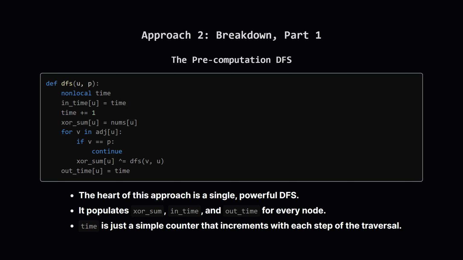The core of this method is its single DFS function. As it walks the tree, it does three jobs. First, it calculates the XOR sum of the subtree, just like before. Second, it records the current value of a global timer into the in-time array for that node. Then, after visiting all children, it records the timer's value again into the out-time array.